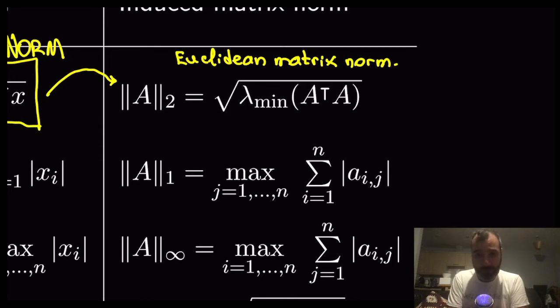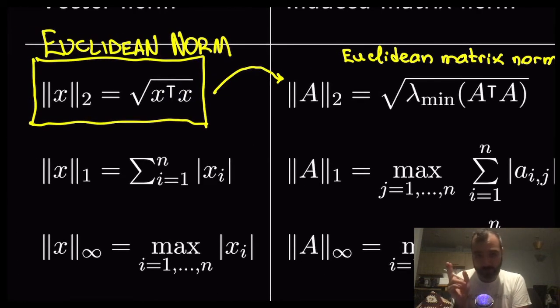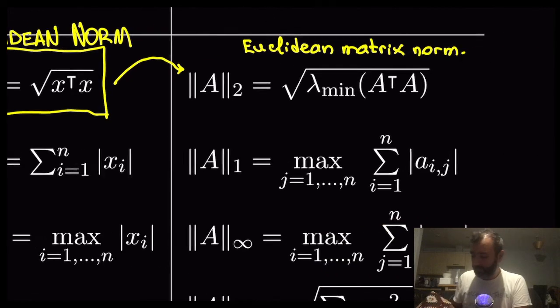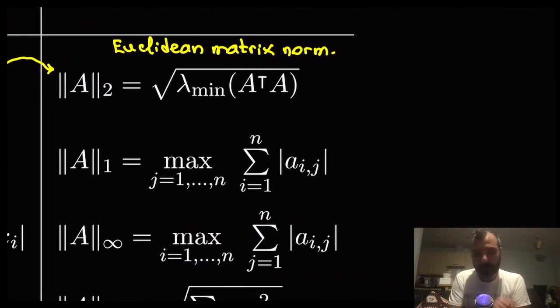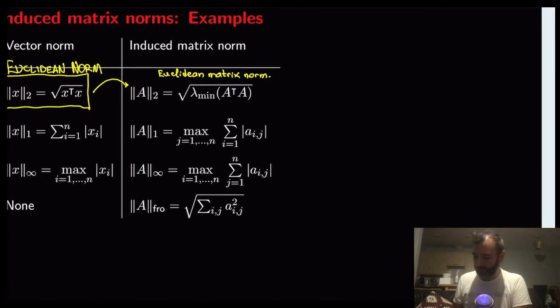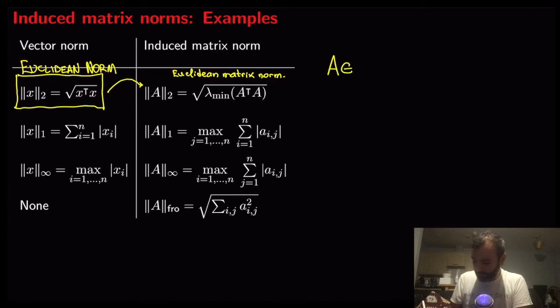The Euclidean matrix norm. What is that? Have a look. Let me remind you, the Euclidean norm of a vector is the square root of x transpose x. The Euclidean norm of a matrix is the square root of the minimum eigenvalue of A transpose A. Let's break it down. A is a matrix which is n by n.